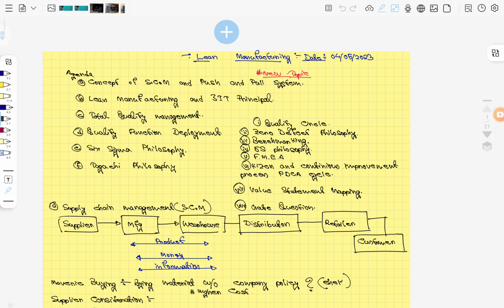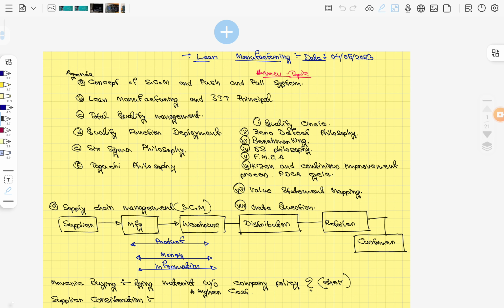The main concepts there are supply chain management, then lean manufacturing or the JIT principle, total quality management, quality function deployment, Six Sigma philosophy and Taguchi philosophy. If you divide further, there is the quality circle, the zero defect philosophy, benchmarking, the 5S philosophy, FMEA, that is failure mode management and how to minimize it, Kaizen and continuous improvement, and value stream mapping.